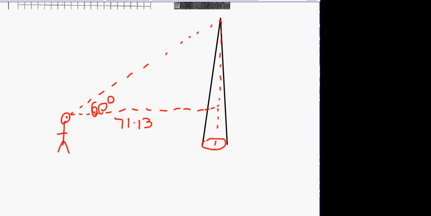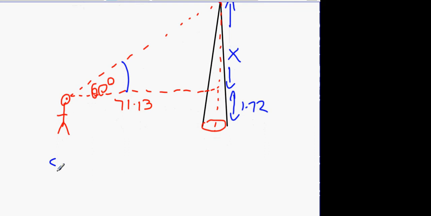Now, what we need to find out is what this height here is, x. Now, x isn't the height of the full spire, but all we have to do when we find that is add on her eye height, her height at eye level, okay? So what we're going to do here is, we want the opposite, and we have the adjacent. How would you go about doing that?